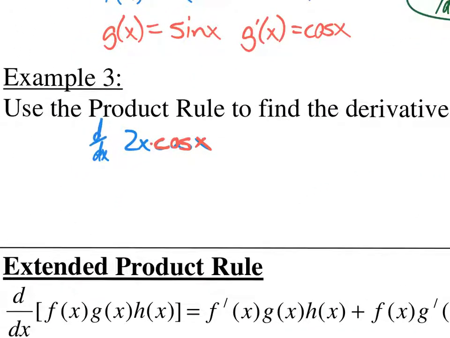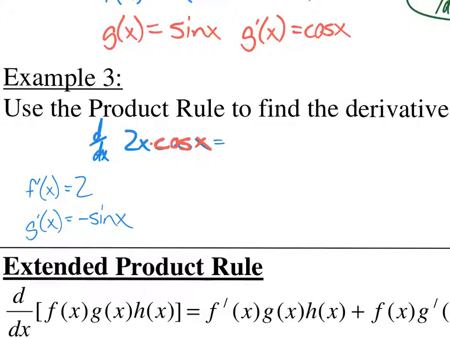Okay? What is the derivative of 2x? 2. Come on, guys. 2. And what is the derivative of g of x? Sine of x. Minus sine of x. The negative sine of x. And now we can substitute that into our product rule, okay?